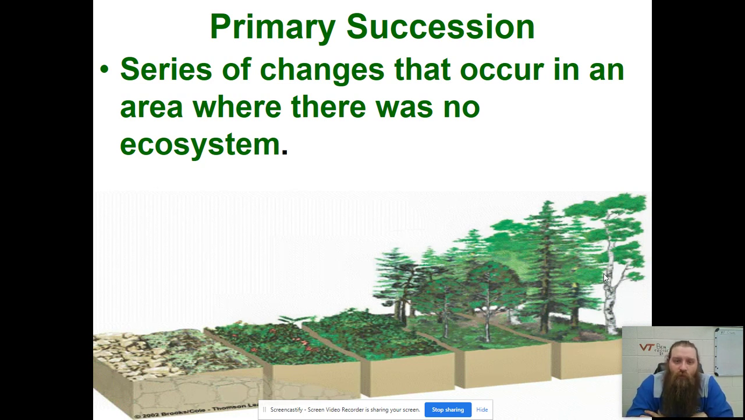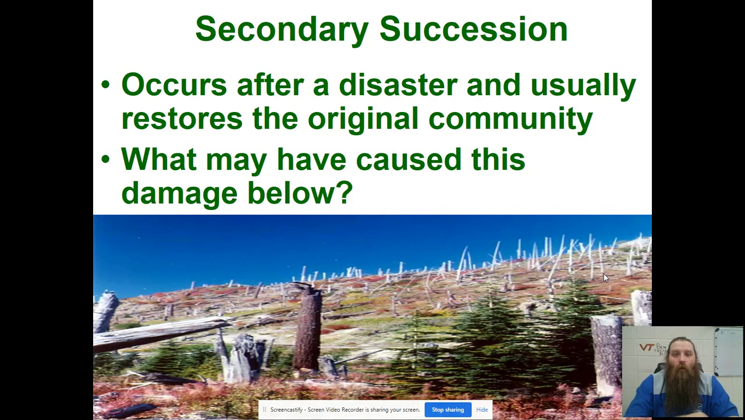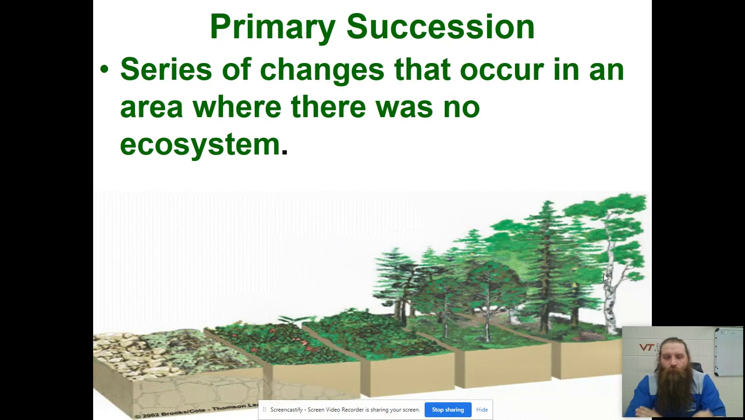So primary succession is the series of changes that occur when there was no previous ecosystem. All right? Secondary succession is the succession that occurs after a disaster. And you know what? I forgot something. Another great example of primary succession is when volcanic islands form in the ocean.